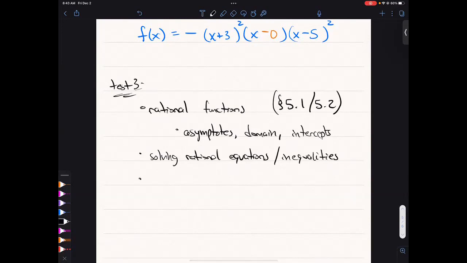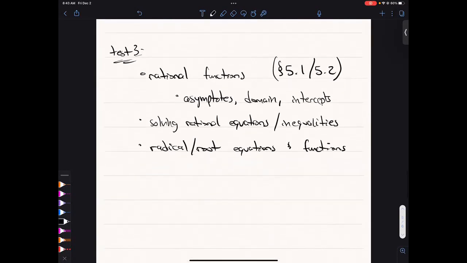And then the other thing we did in the test 3 stuff is dealing with radical and root equations and functions. Right, so if you have a square root, you do the opposite thing. So get rid of it by squaring. If you have a cube root, you cube to get rid of it. And then again, there's some domain stuff attached to that we already talked about earlier.